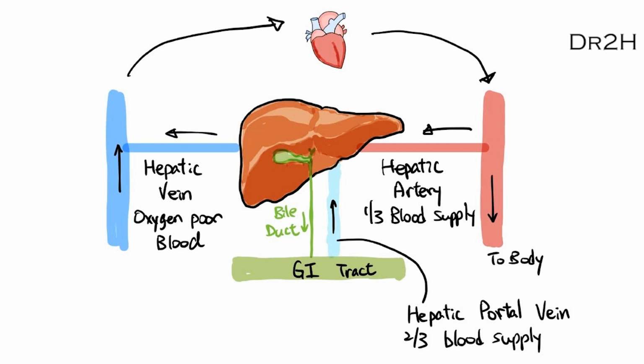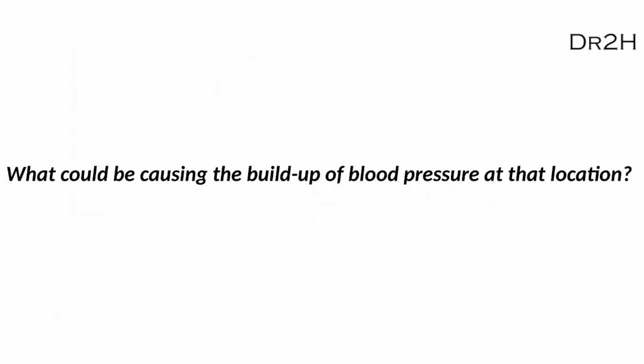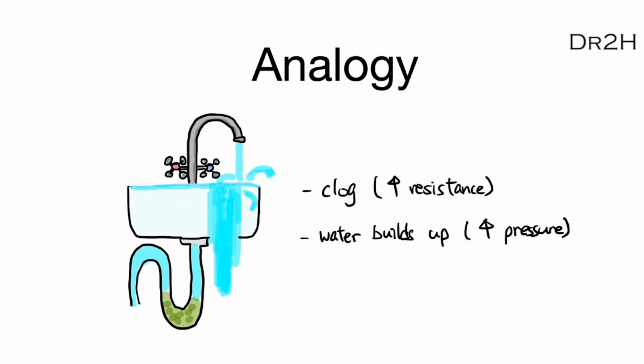Now, when we refer to portal hypertension, we are talking about the buildup of pressure in the hepatic portal vein. So, what could be causing the buildup of blood pressure at that location? Let's look at this daily example as an analogy.